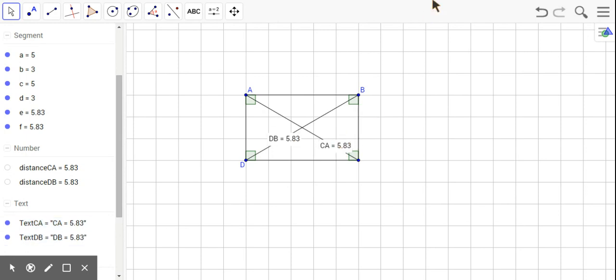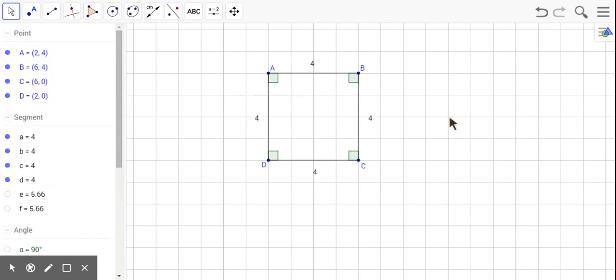Now we're going to move over to our last special parallelogram, the square. Now, again, I would like for you to pause the video and discuss with your group what makes the square special. Go ahead and do that now.